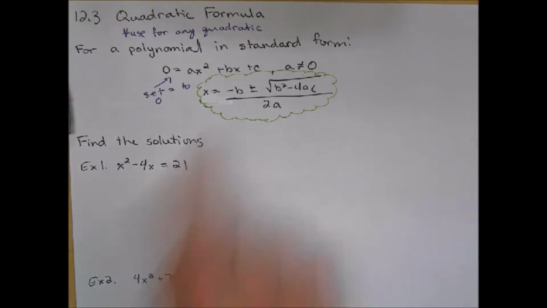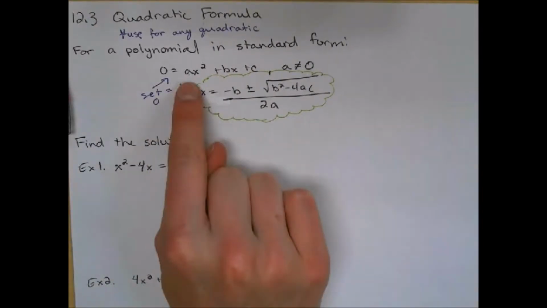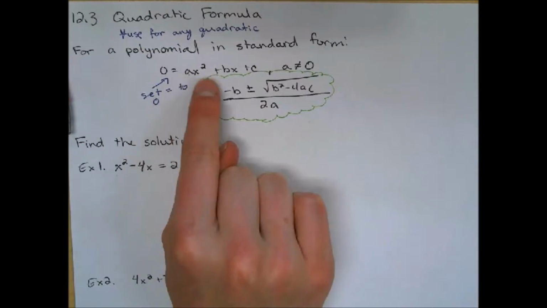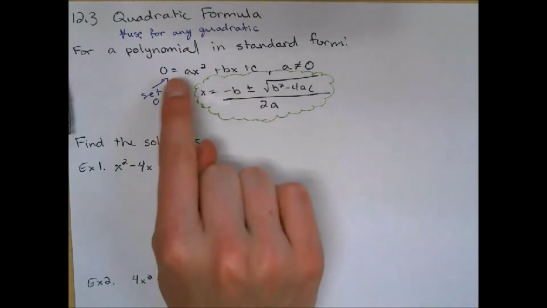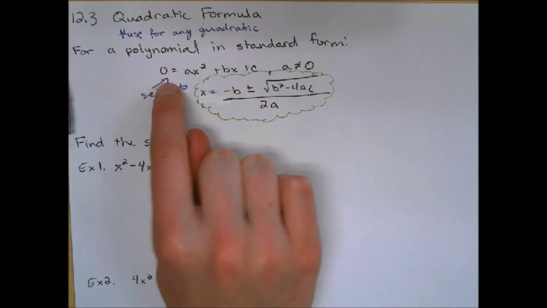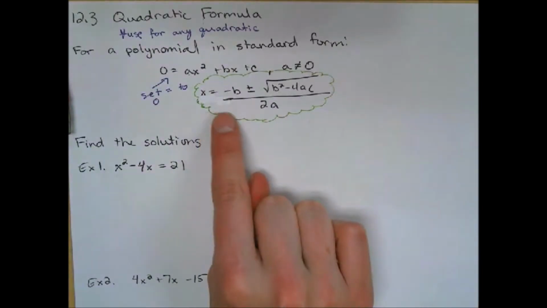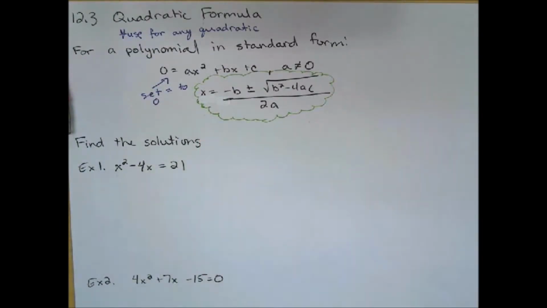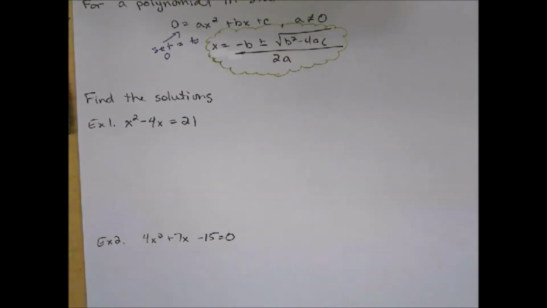So for a polynomial in standard form, notice we're in standard form, ax squared plus bx plus c. Note we're set equal to 0. We have this little formula. X equals negative b plus or minus the square root of b squared minus 4ac all over 2a. And so now let's just dive in and start an example.